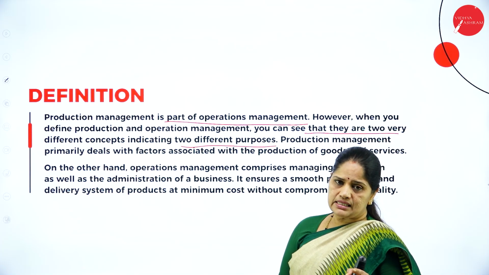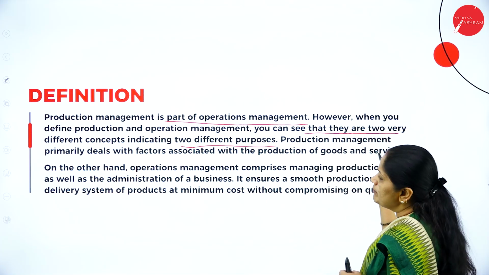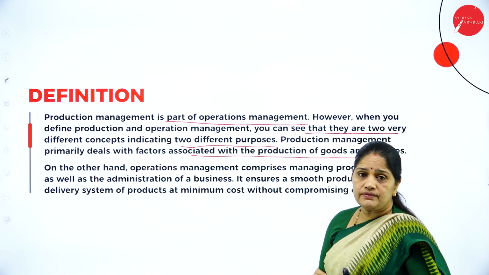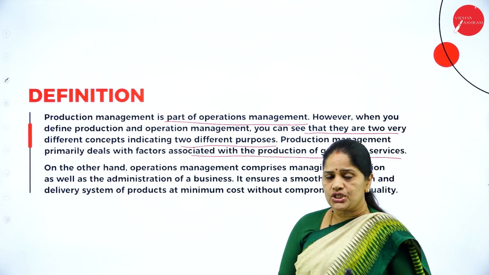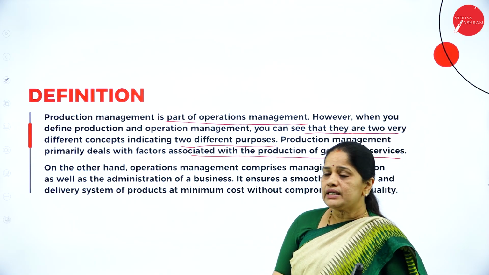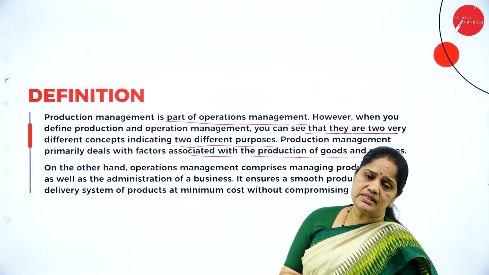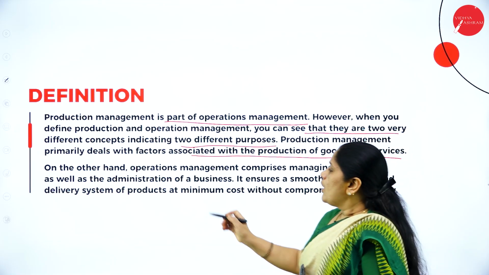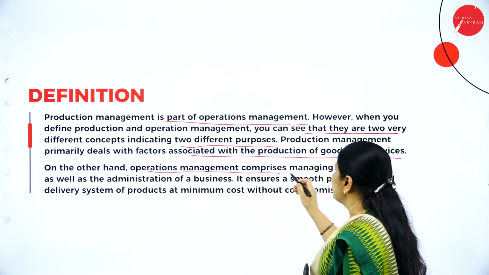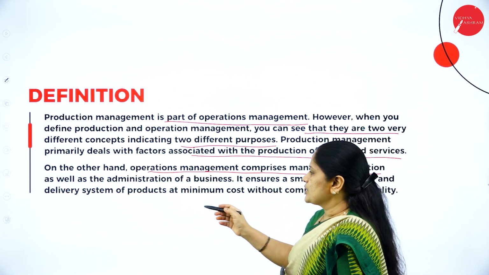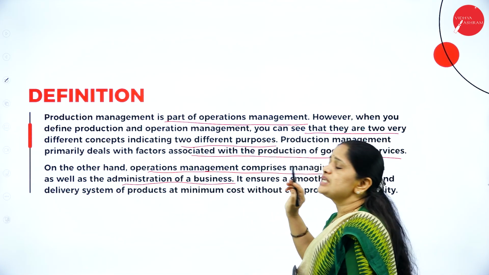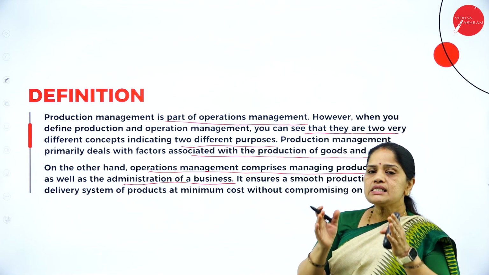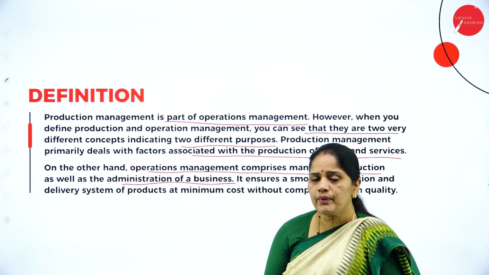So why do we take it as different? Because production management deals with factors associated with the production of goods and services. So when we talk about production management, it deals with the production of goods and services and all those factors associated with it. On the other hand, operation management comprises managing production as well as administration of the business. So when we speak about production management, it is exclusively devoted to only the production process.